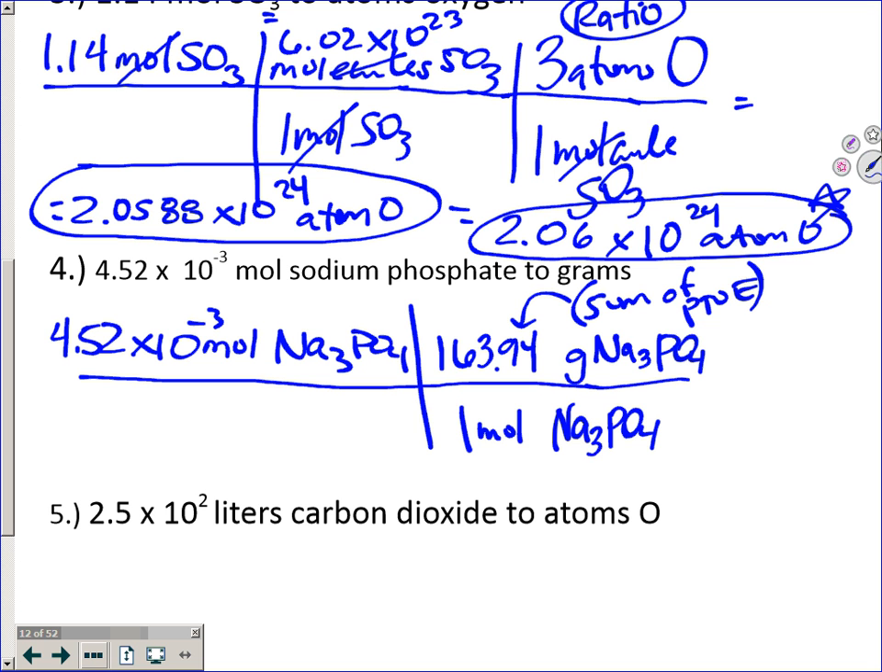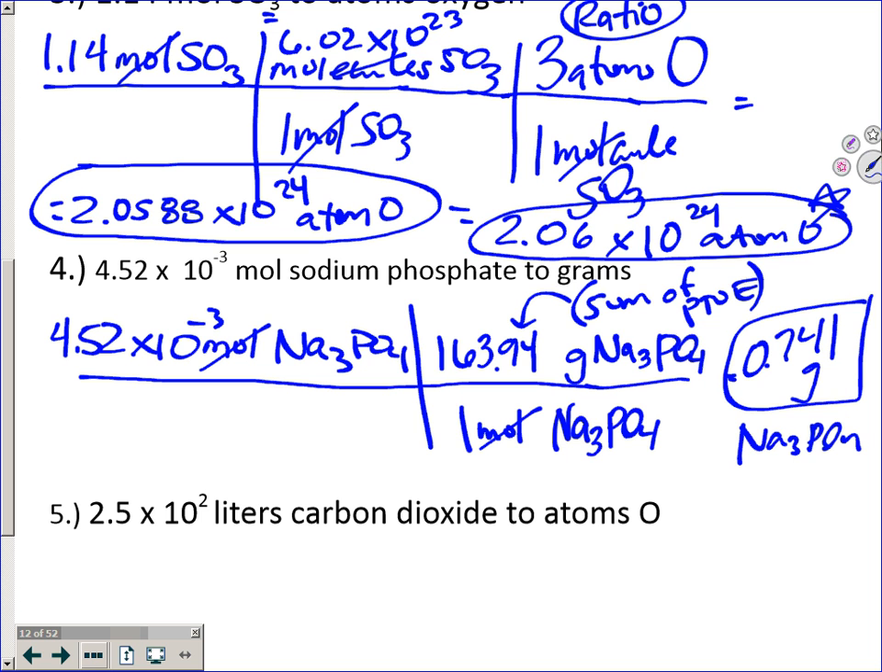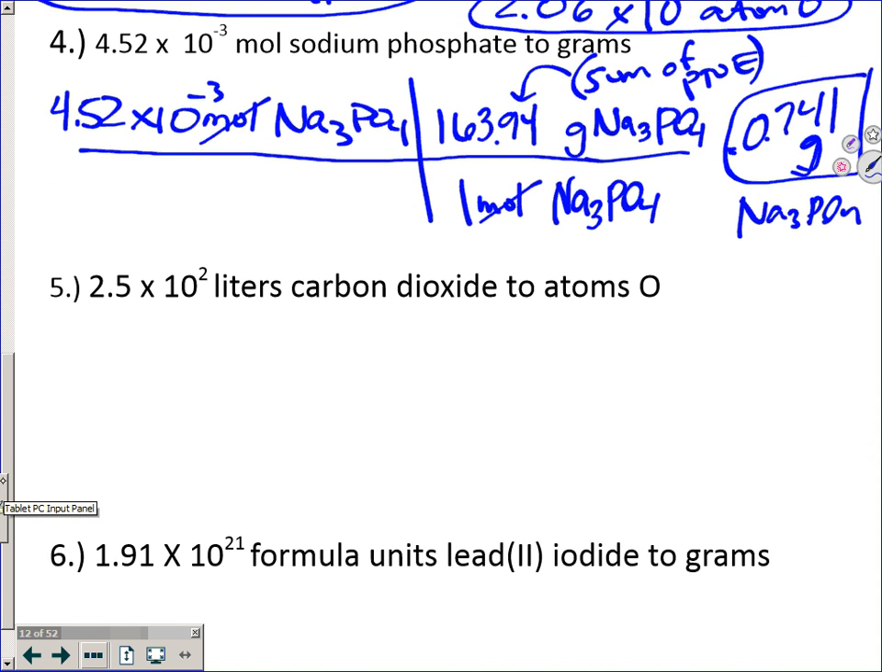All right, so mole cancels, grams remains, grams of Na3PO4 total are that number times our molar mass, and what do you guys get? 0.741, and that's to get sig figs, so there we go. 0.741 grams of sodium phosphate. Okay, start the next one, and then I'll jump in about a minute.